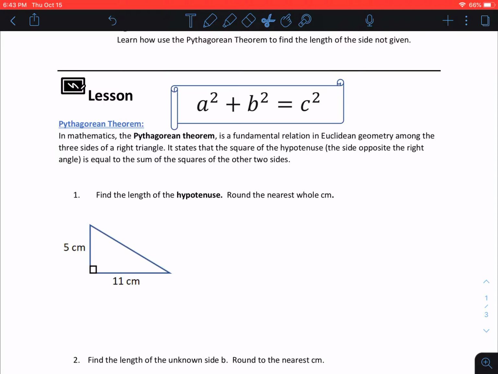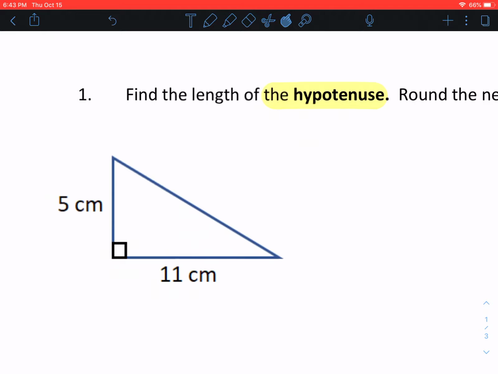Hi everyone, let's take a look at an example of solving for an unknown side of a right triangle using the Pythagorean theorem. So here in this first question they're asking us to find the length of the hypotenuse. Now it's really important that you know which side of a right-angled triangle is the hypotenuse, and it is always the side opposite the right angle.